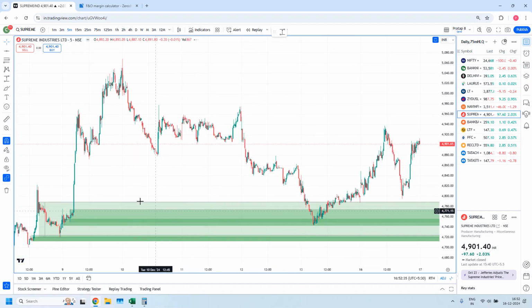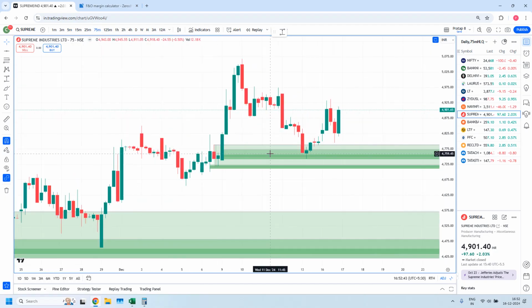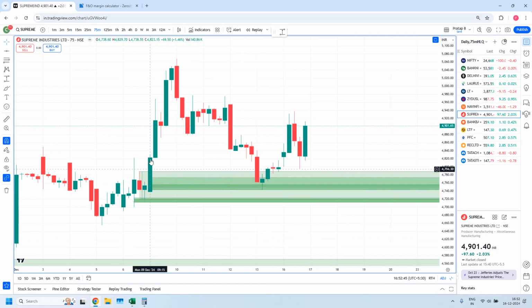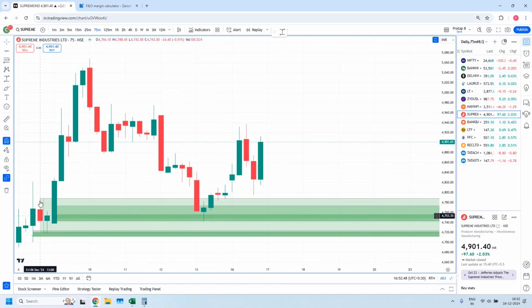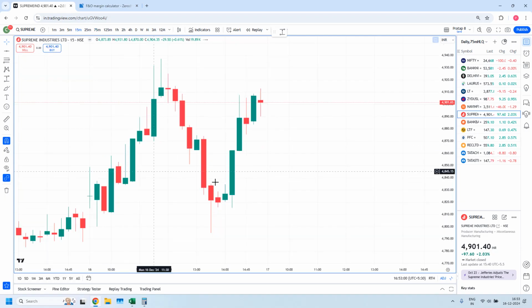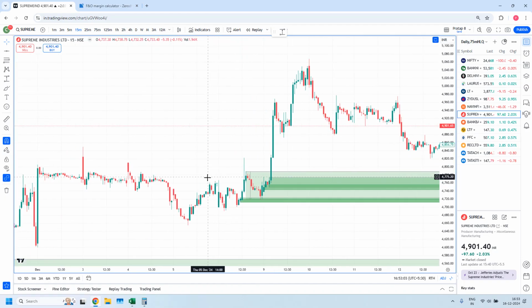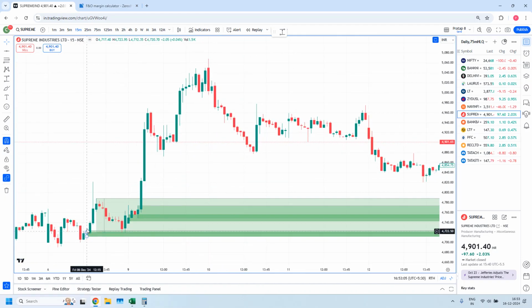I think we discussed Supreme Industries on Friday. This is a 75 minute high liquidity zone. This is a drop base rally, which the software identified. This one is fine tuned with the 15 minute time frame. We have a rally base rally, which we have identified as an LTF order flow.